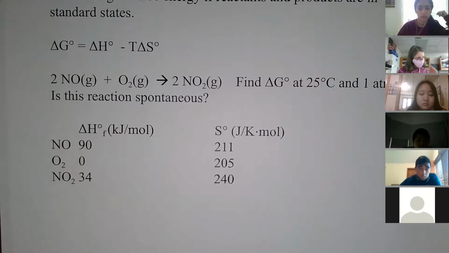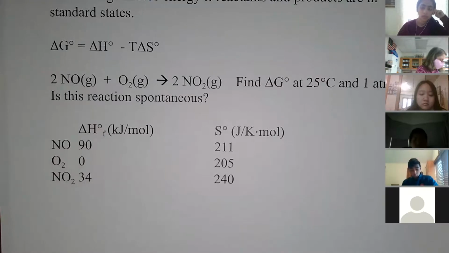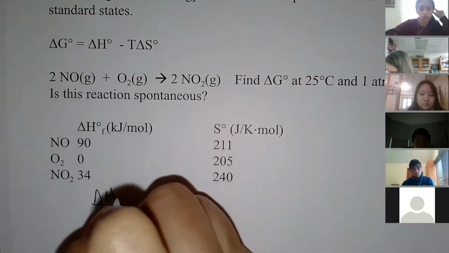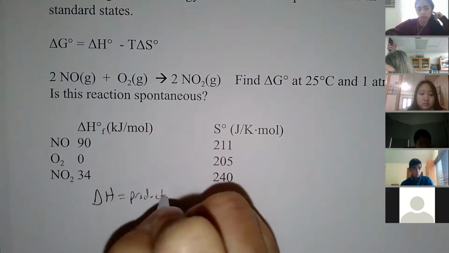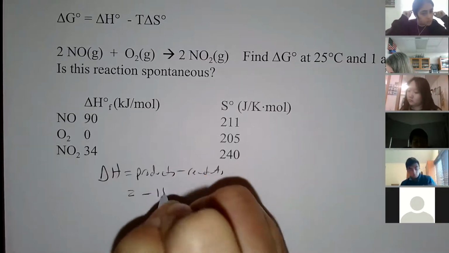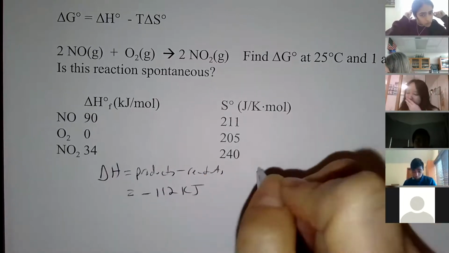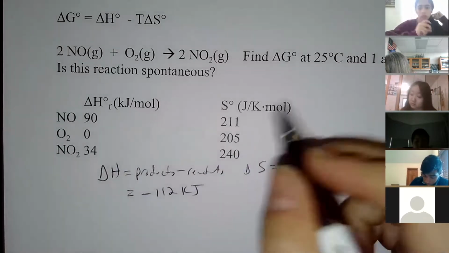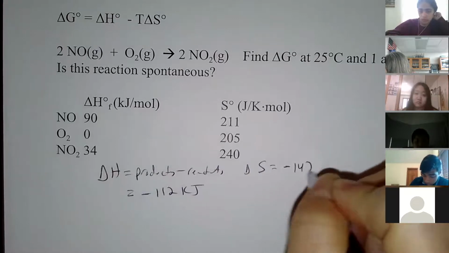So for this one, take out your calculators. I just want you to check yourself on this one. I am going to give you the delta H for this. And again, it's products minus reactants, so I don't want you to spend the time doing it. I'm going to give you the number. It's negative 112 kilojoules. But I do want to show you something that you might encounter. Delta S is going to be negative 147.